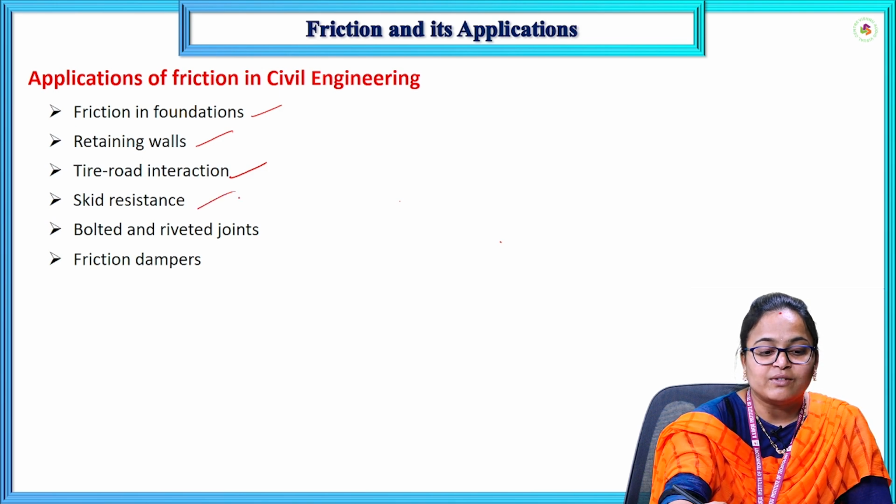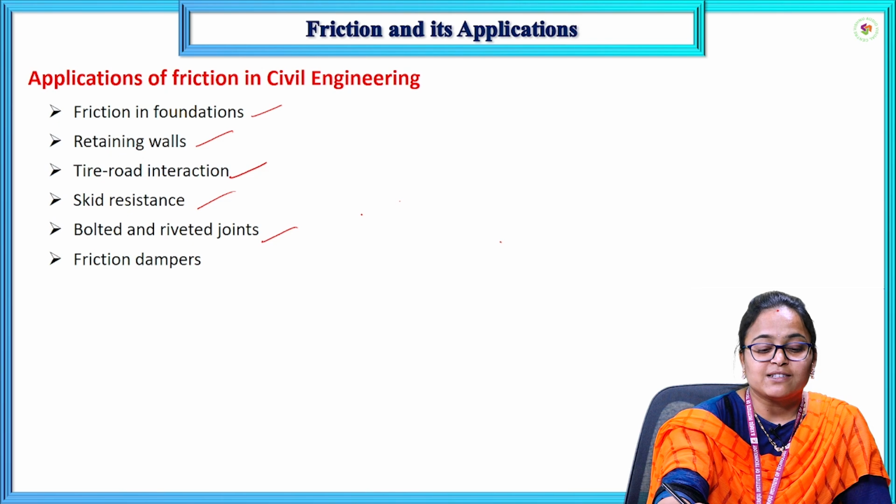Next, coming to the skid resistance. This is very important while designing the road surface. Next, we can observe the frictional force in the case of bolting and rivet joints. So we use bolting and rivet joints in all steel structures. In that case, there will be friction between the joint and the other structural element.